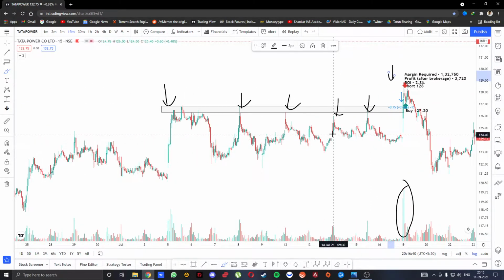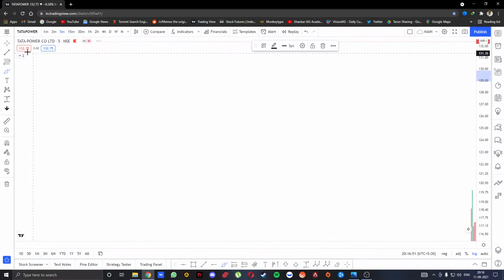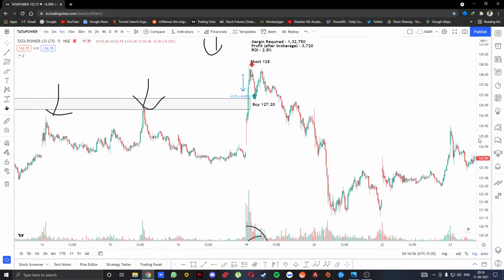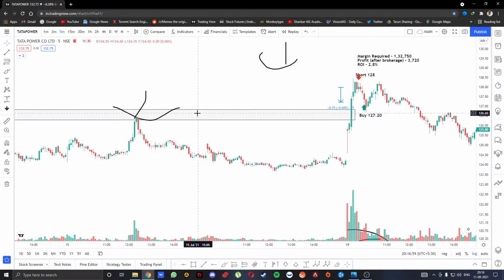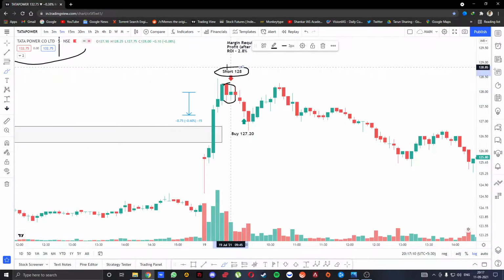Why? Because I think while every retail trader is buying, the smart money always sells, and vice versa. So what I did is, I took a short position. Let's scroll back. I'll zoom in a bit. So as soon as it went above the resistance, I took a short position at 9:48, which is right this green little bar. I entered short at 128, and after some time I covered my position at 127.20.